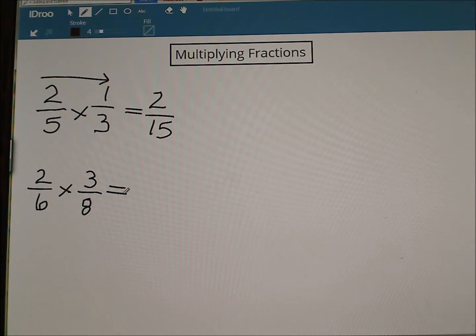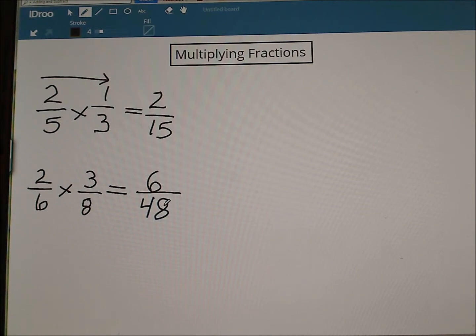Sometimes, depending on the preference of your teacher, you may have to reduce your fraction once you've done the multiplication. So in this second example, we have 2/6 times 3/8. I'm going to multiply across again, starting with my numerators. 2 times 3 is 6. And then with my denominators, 6 times 8 is 48.